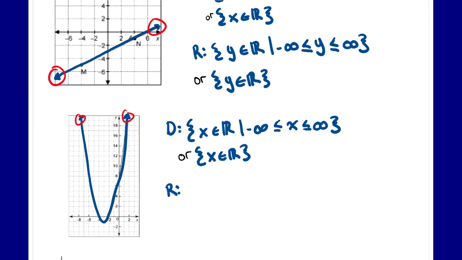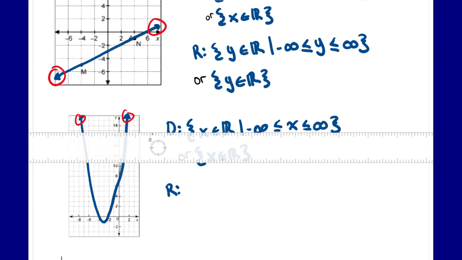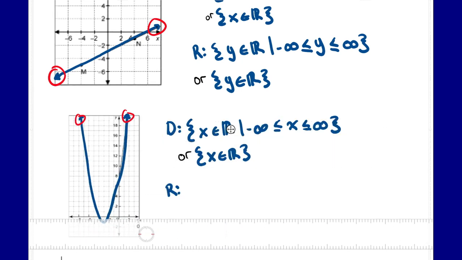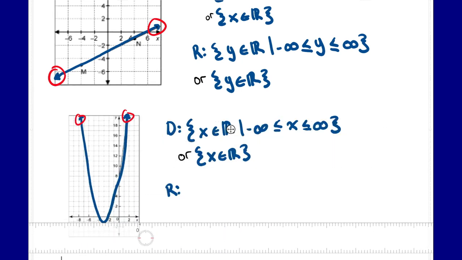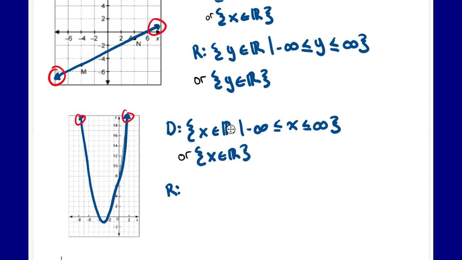Range is going to be a little bit different. For range, we're now going to look vertically at our vertical values. Let's start at the bottom, at our lowest or most negative value, and go to the top. Before we get into the actual values, we start off the same way: squiggly line, y, epsilon, R, and then a line. So y is any real number given that, and now we're going to find our restrictions.